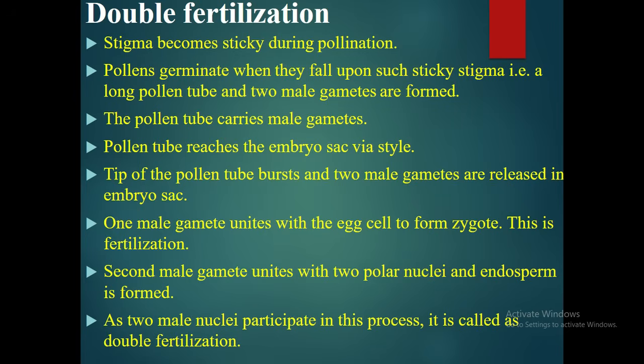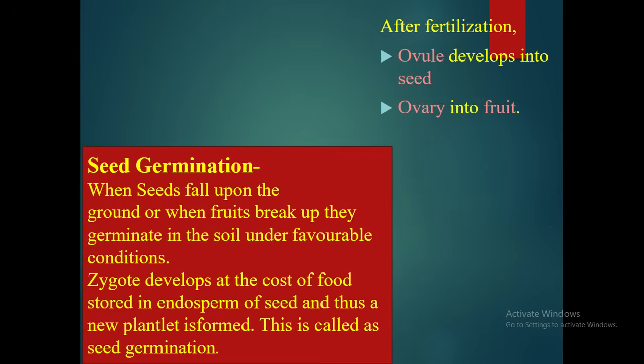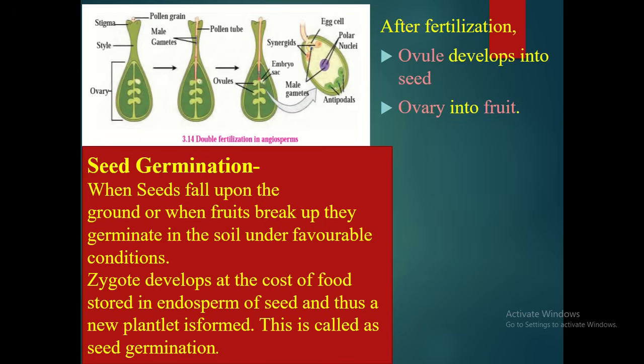Double fertilization. So after pollination, the stigma becomes sticky. The pollen grain starts germinating and produces a long pollen tube. This pollen tube carries the male gametes and reaches the embryo sac. The tip of the pollen tube bursts and releases two male gametes in the embryo sac. So when one male gamete unites with the egg cell to produce the zygote, the second male gamete unites with the two polar nuclei to produce the endosperm. As two male nuclei participate in this process, it is called double fertilization. So here the diagram of double fertilization is given.